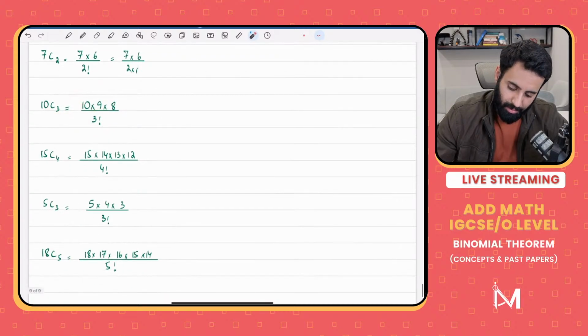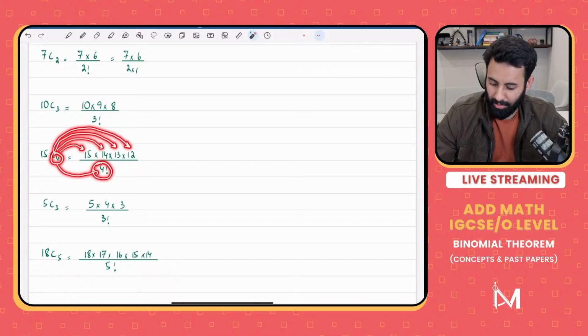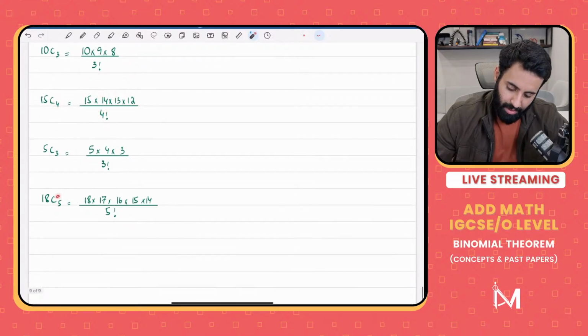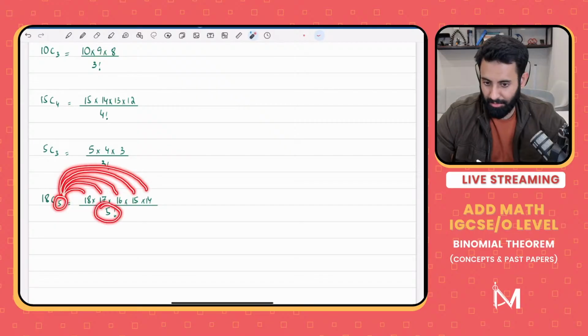Then 15C4 means in the numerator, we have 4 terms starting from 15. And every preceding term is 1 less than 15. And in the denominator, we have 4 factorial. 18C5, we have 5 terms in the numerator starting from 18 and every preceding term is 1 less. And in the denominator, we have 5 factorial, okay?